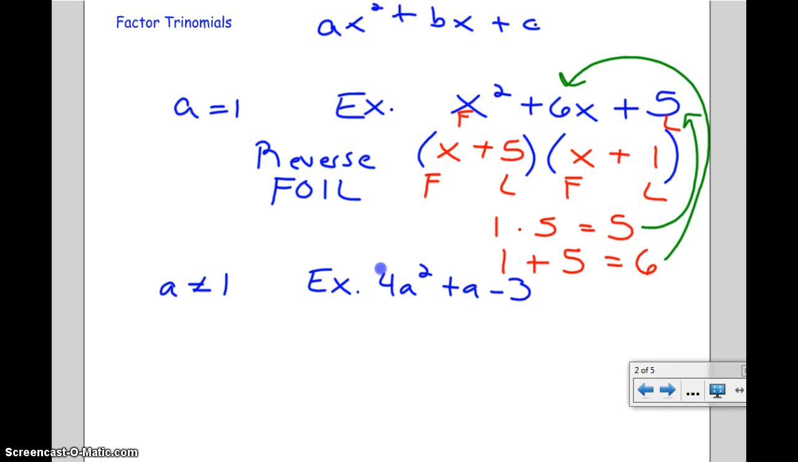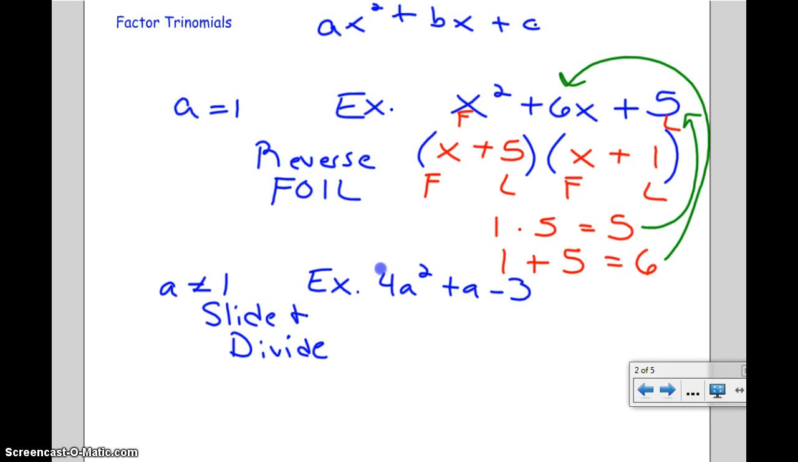So if I'm looking at 4a squared plus a minus 3, notice that the first number is a 4. It's not a 1 anymore. There's not an invisible 1 there. So this is called slide and divide. When I need to get rid of that 4, that's my coefficient. I really would rather factor without it there.